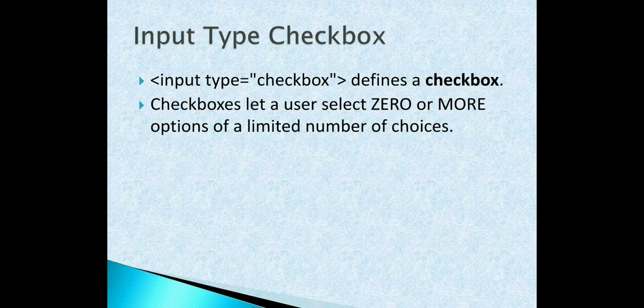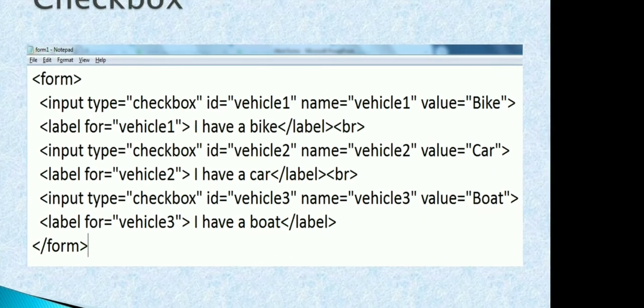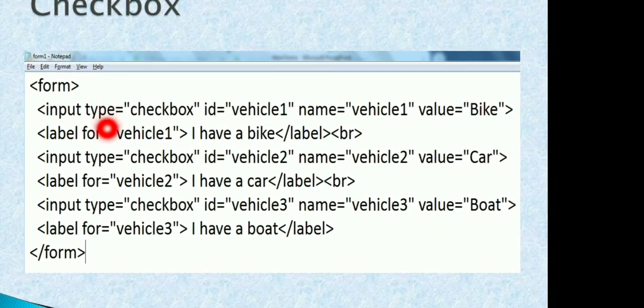Now we have input type equal to checkbox. Input type equal to checkbox defines a checkbox. Checkboxes let a user select zero or more options out of a limited number of choices. Like here in the code we have started a form tag. We have set input type equal to checkbox. For creating the checkbox, I have given id equal to vehicle1, name equal to vehicle1, value equal to bike.